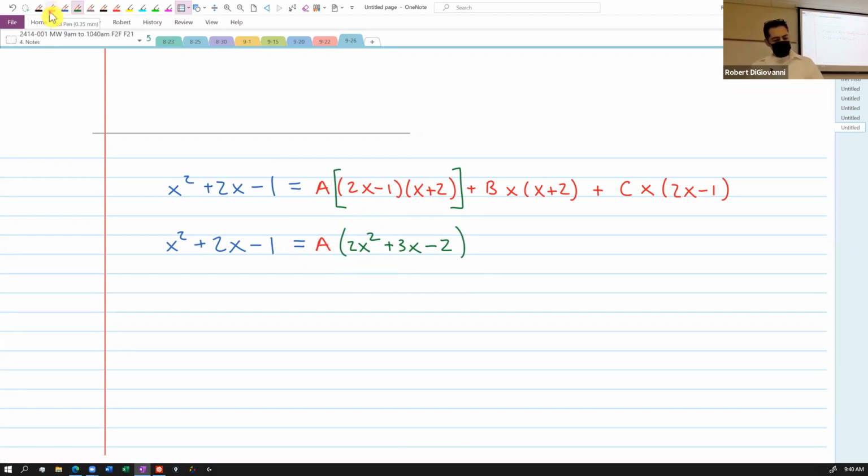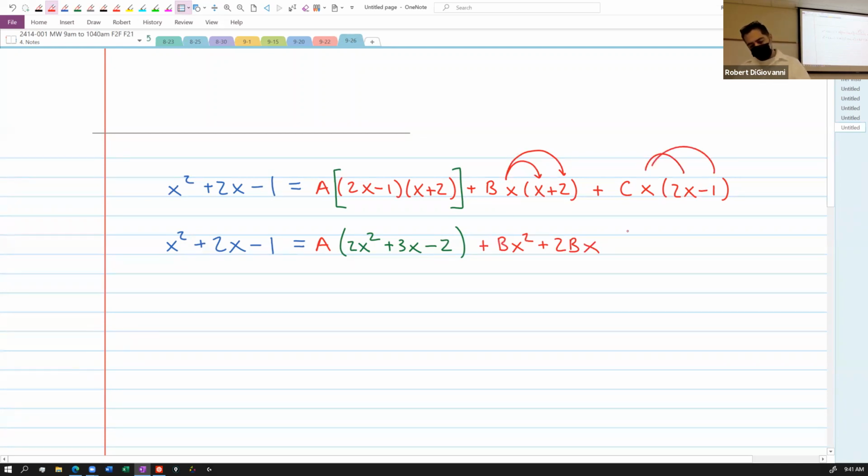And then on the next one, because I only have a bx out front, I can just distribute that. I don't have to FOIL. So that should become bx squared plus 2bx. Same with the last one. Distribute, plus 2cx squared minus cx. Take your time on this. You mess one little thing up, it's over. All right, like it's over at that point.